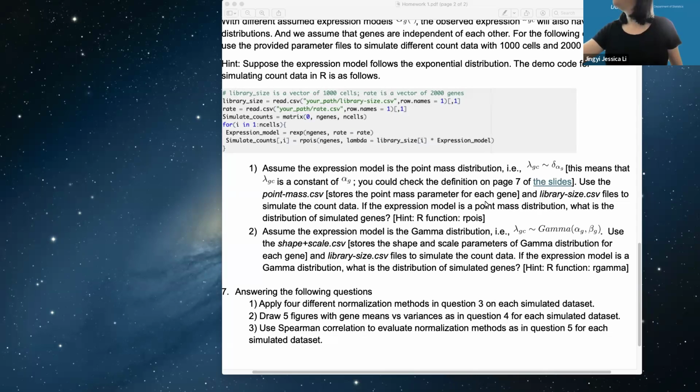Yeah, but I think what you said, something like a thresholding indicator, I think that was a misconception of the point mass.